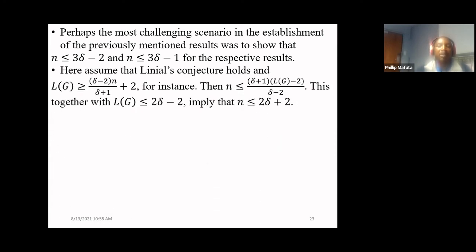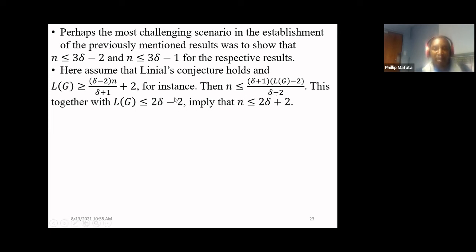Take that for example. Here we are just assuming that Linial's conjecture holds, for example, with the best constant C delta equal to 2. You would see that it becomes very easy to establish these upper bounds on the order, because the lower bounds on the leaf number imply upper bounds on the order of a graph if it is given in terms of order and other parameters. So if you rearrange these terms, you get n at most this one.